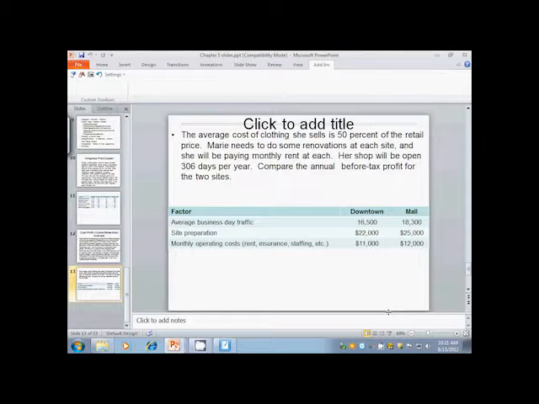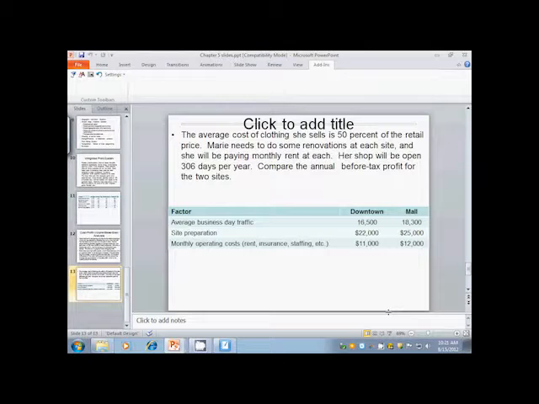We want to compare the annual before tax profit for the two sites. Now, the reason we want to do before tax profit is one is downtown, one's in a mall. Not sure if they're both in the same taxed areas, if one is city versus county, things like that. You might need to take taxes into consideration, but right now we just want to take a look at before tax profit, because we're going to assume that they are both in the city or the county, whatever, so that they're in the same tax bracket, same amount of taxes will be held with each.